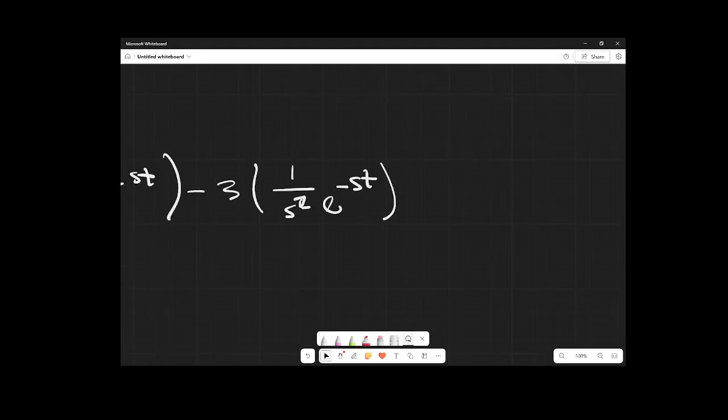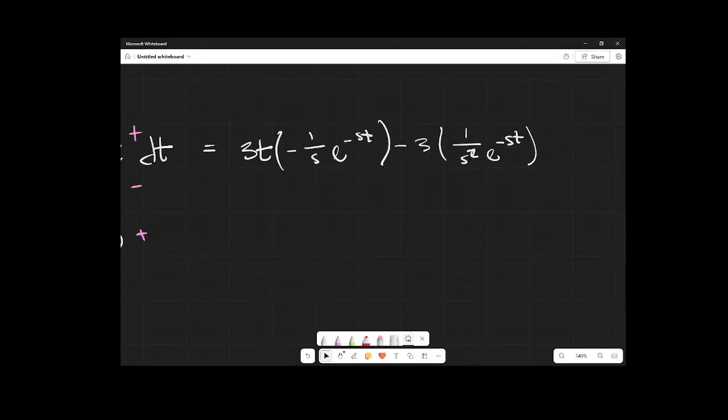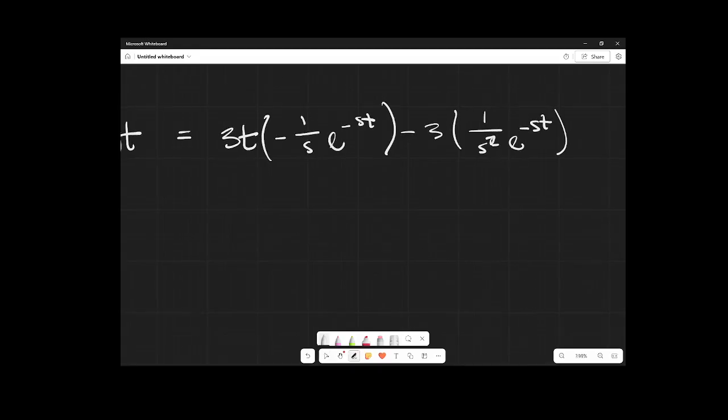But now I have to evaluate it at the bounds. Now what's going to make this easier is if I manipulate this a little bit here. So I'm going to switch the place of the 3t and the 1 over s, and then the 3 and the 1 over s squared.